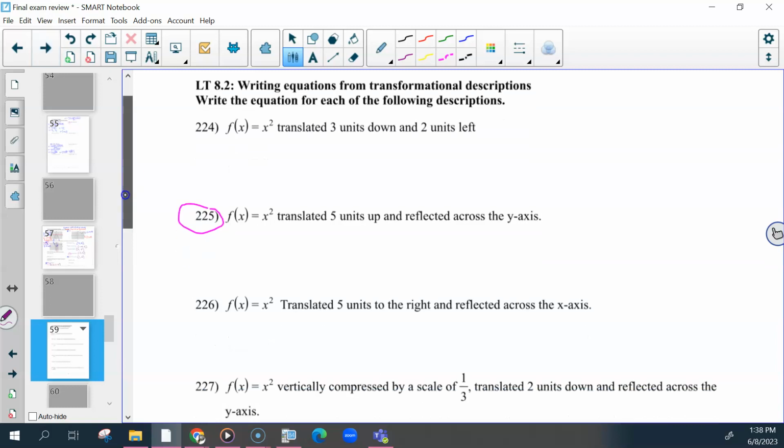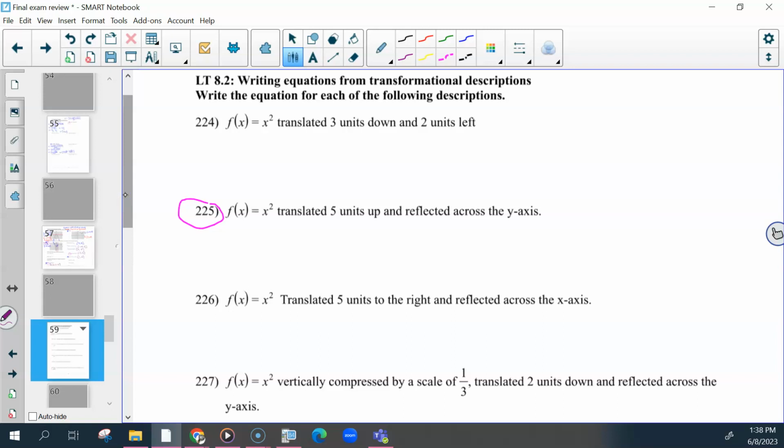Wait, how many questions? One of each objective. It won't be like this thing, though, right? No. Oh. One of each objective.